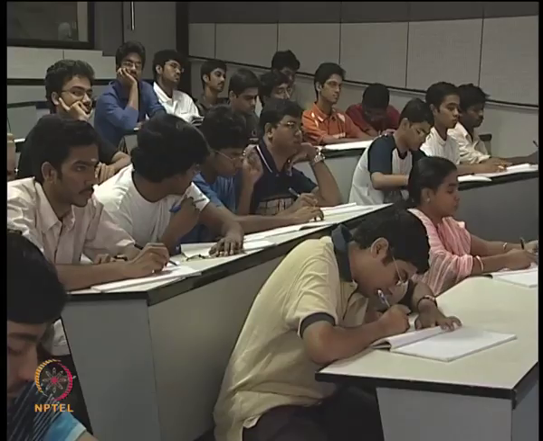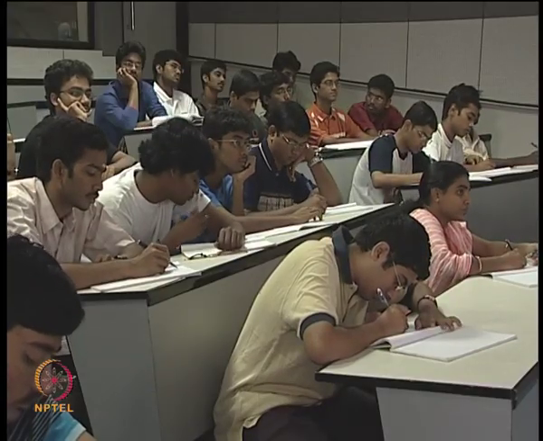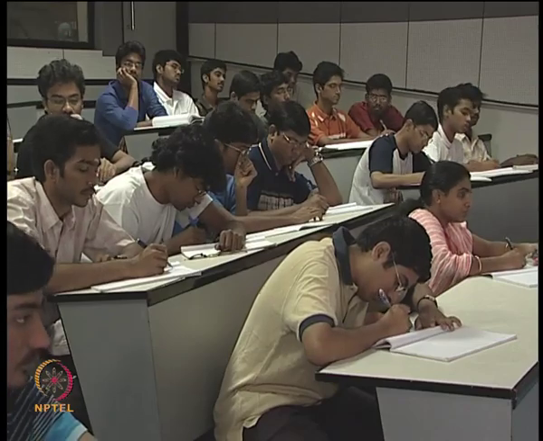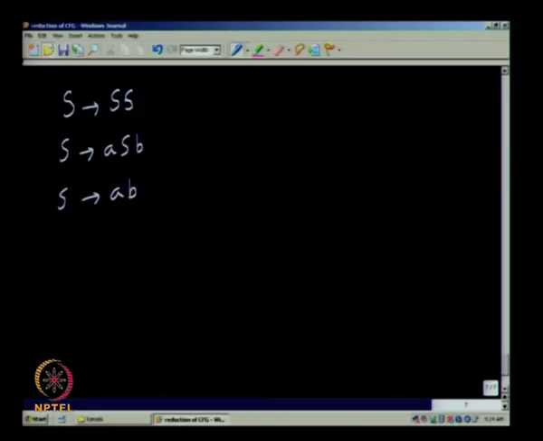So, let us take an almost similar example. What is the language generated? The language generated is the Dyke set, which is the well formed strings of parenthesis. Now, let us convert these. The earlier one had only these two rules, now we have one additional rule, S goes to SS.